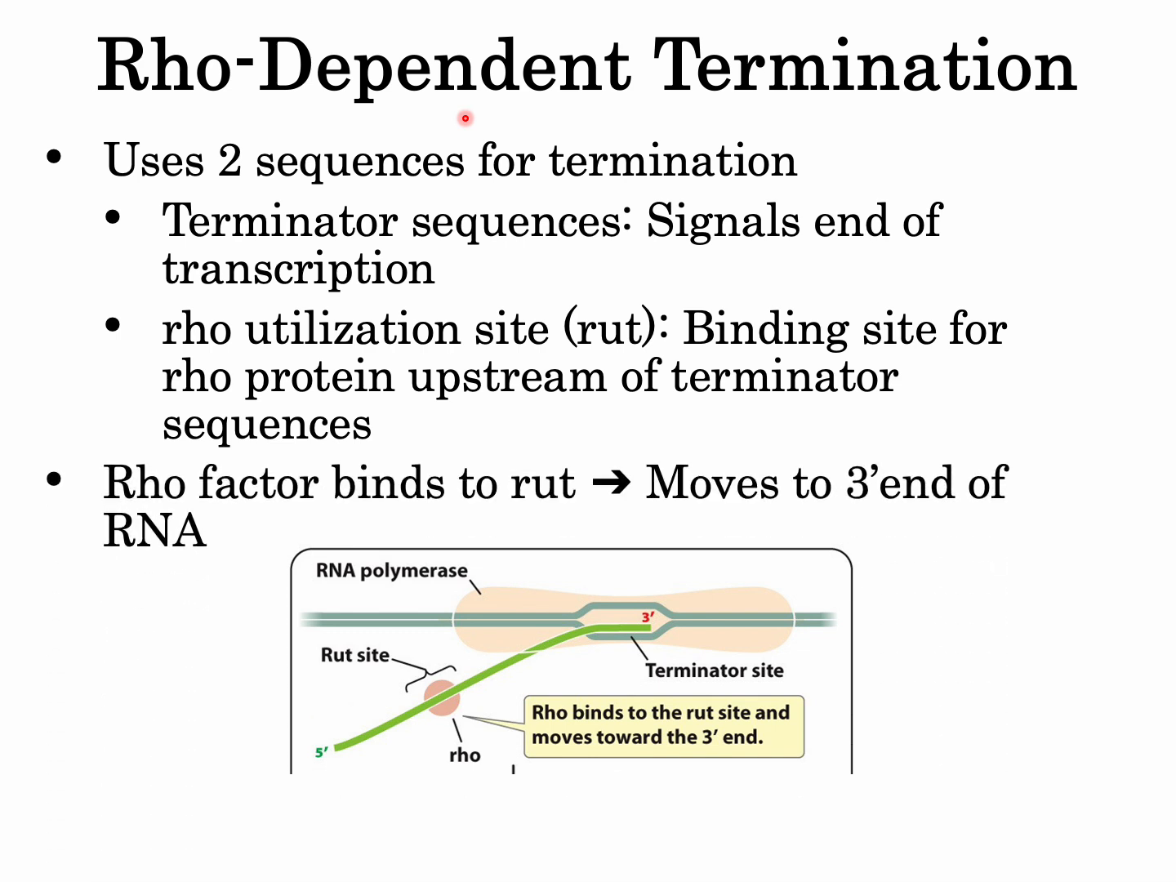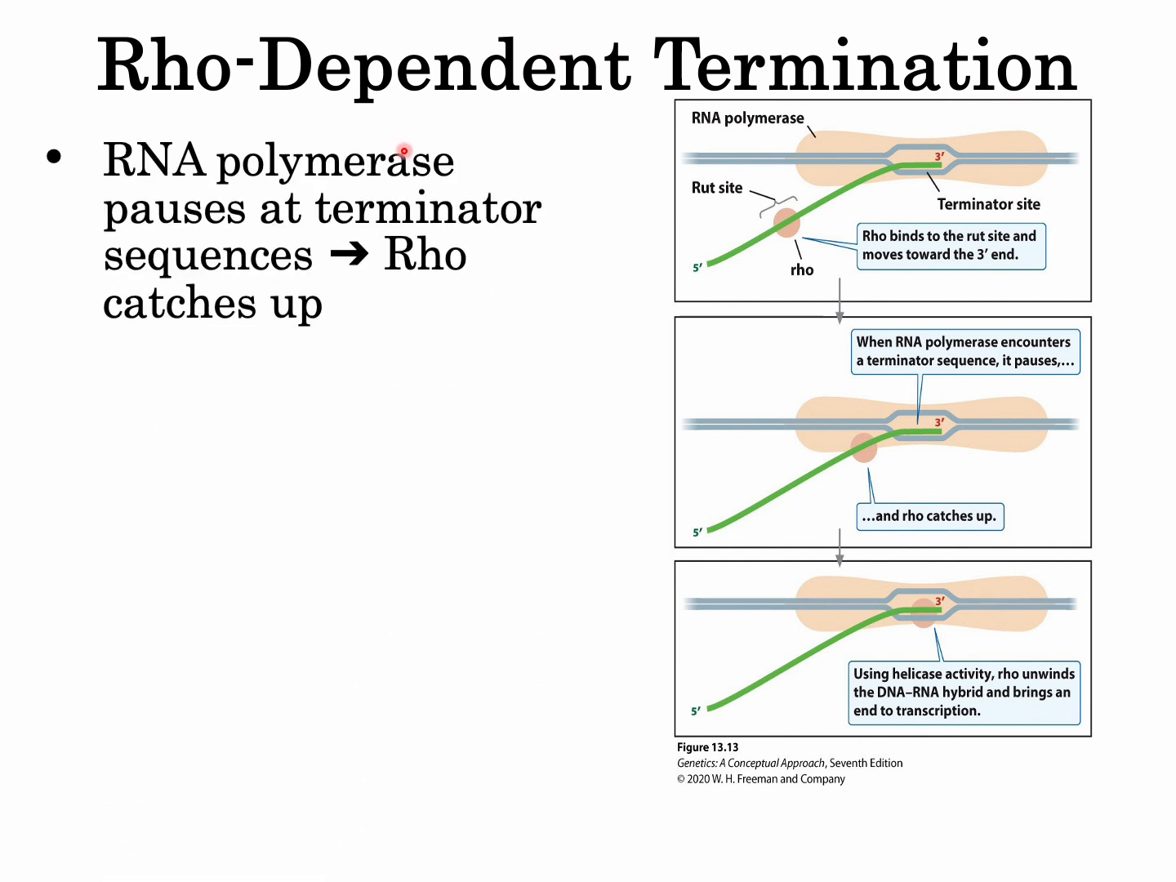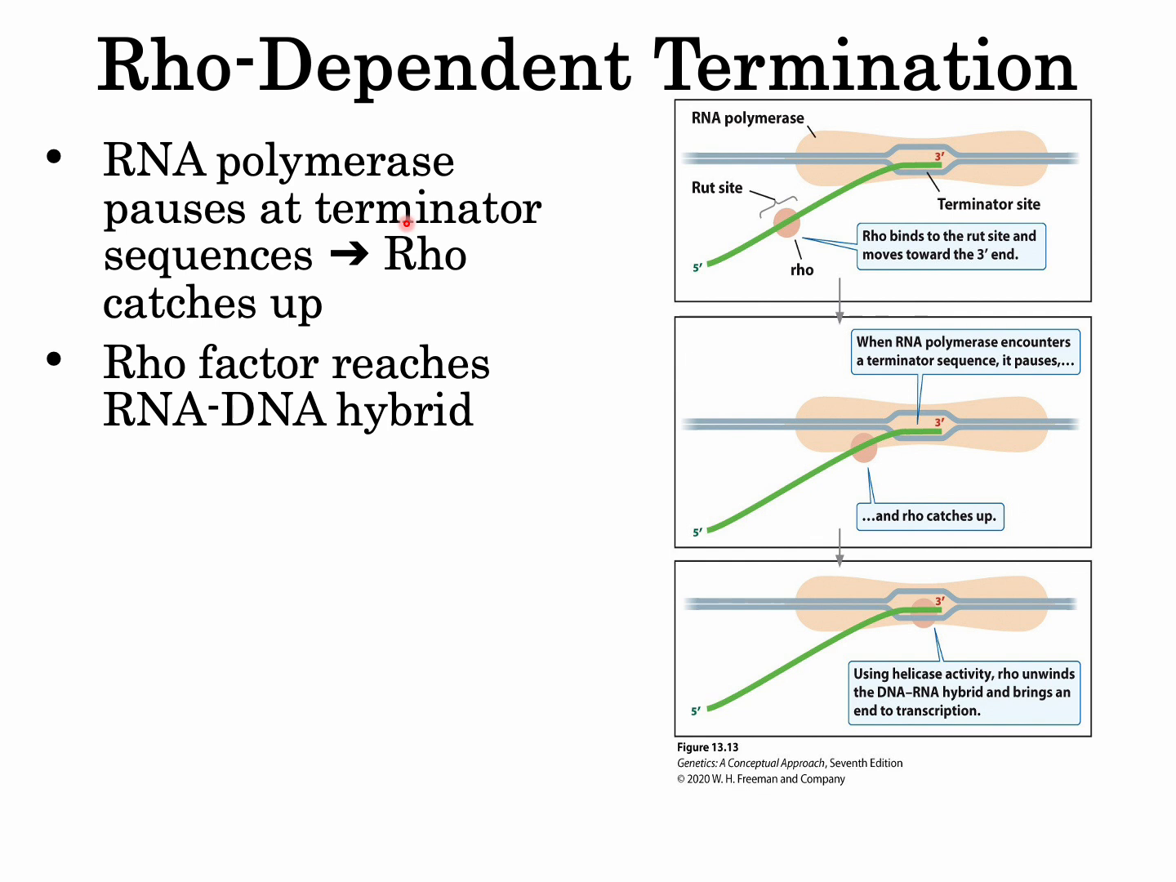This rut site is recognized by a protein called rho factor. Rho factor will bind to the rut site and start moving along the RNA transcript towards the 3' end of the RNA transcript. As it moves, RNA polymerase will already have reached the terminator sequence. When the RNA polymerase reaches the terminator sequence, it pauses. When it pauses, the rho factor can catch up.